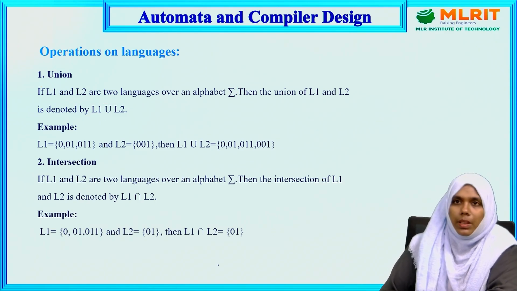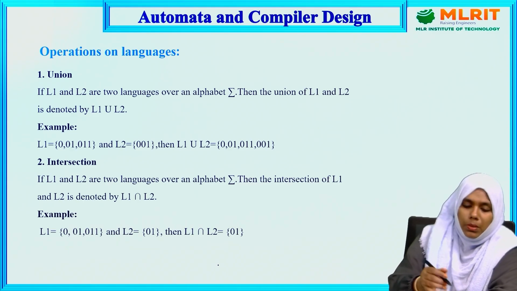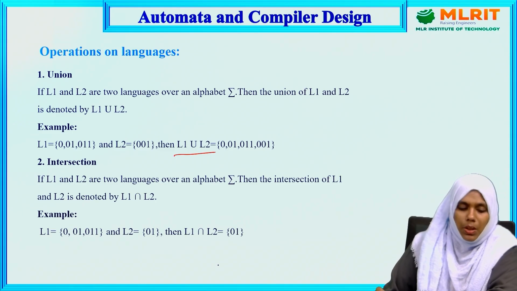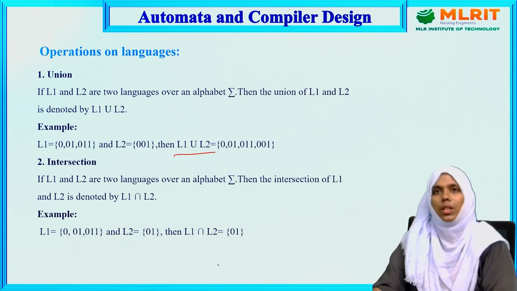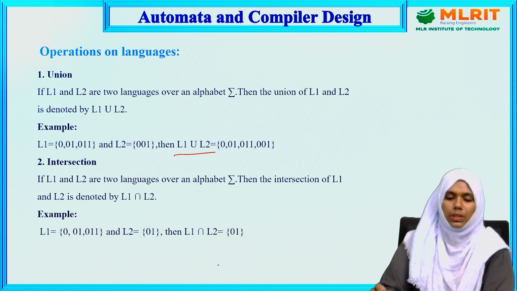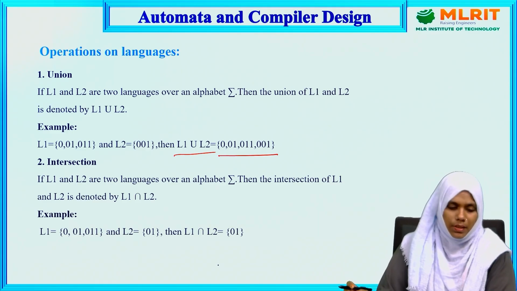Now we'll take one example and check it out. In L1 we are taking values like 0, 0 1, 0 1 1, and L2 the values are 0, 0 1. So if you want to do the union, how are we going to write it? 0, 0 1, 0 1 1 and 0, 0 1. So this is the answer, just simply combining and writing.